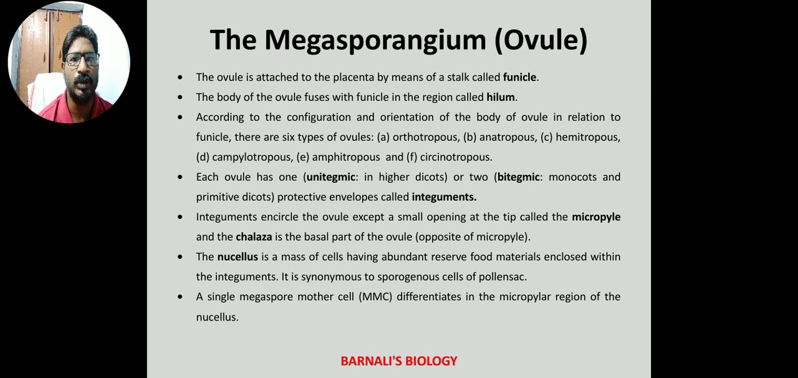Integuments encircle the ovule except a small opening at the tip called the micropyle, and the chalaza is the basal part of the ovule which is opposite to the micropyle. The part where the micropyle is present is called the micropylar pole, and the part where the chalaza is present is known as the chalazal pole. The nucellus is a mass of cells having abundant reserve food materials enclosed within the integuments. It is synonymous to sporogenous cells of pollen sac. A single megaspore mother cell, MMC, differentiates in the micropylar region of the nucellus.